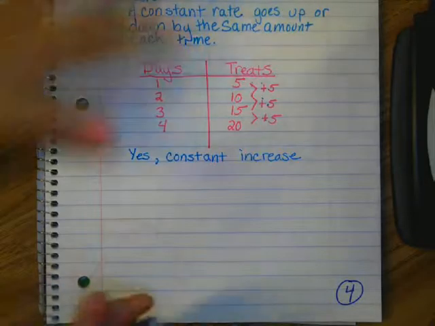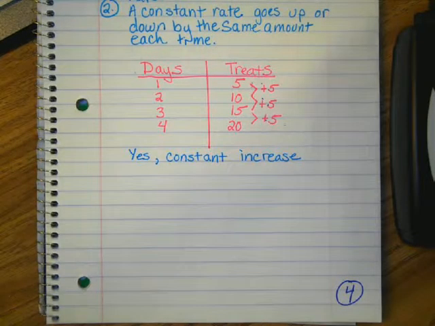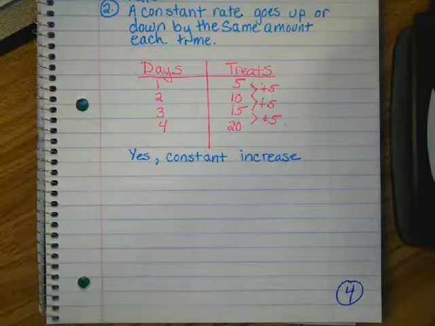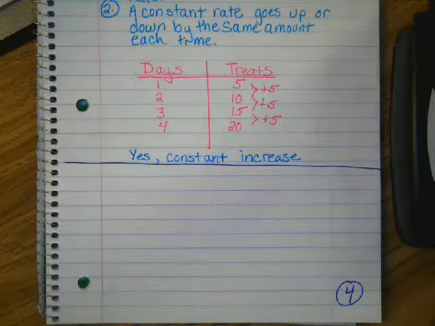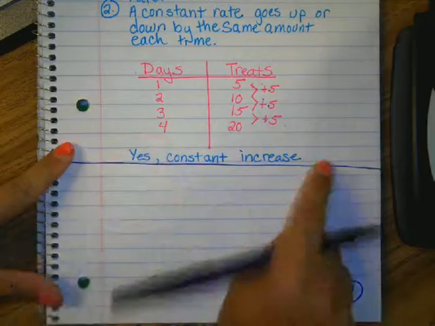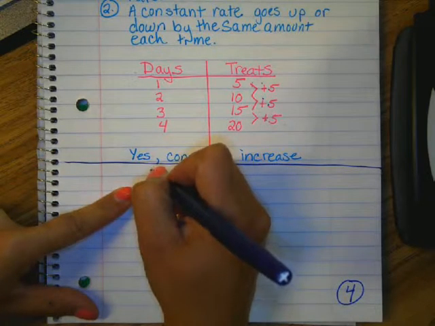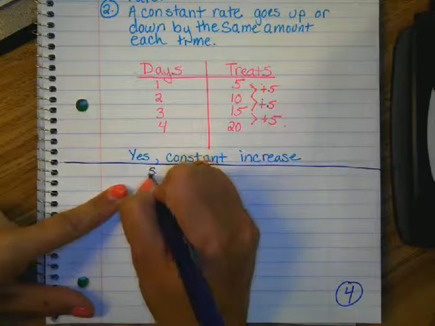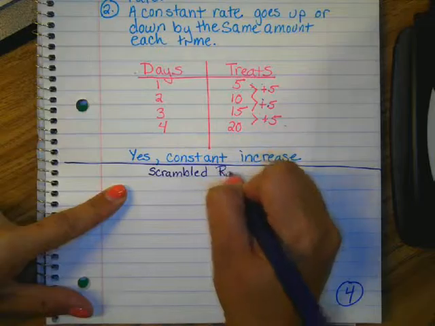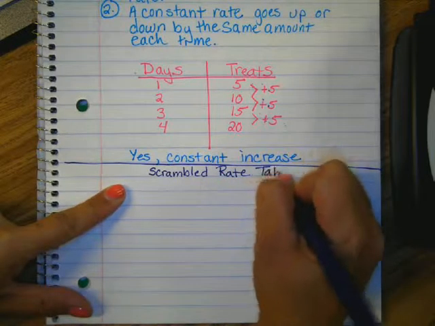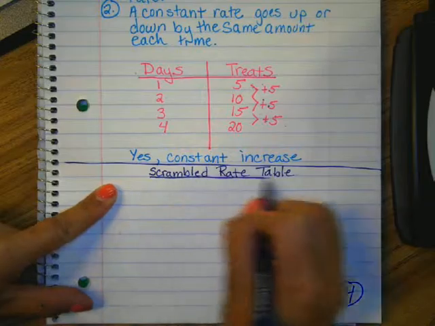Now, what we've just talked about, we've spent a lot of time on, should be pretty easy by now. What's different today are these things that are called scramble rate tables. So just draw a line and title your next section Scramble Rate Table. And underline your title.